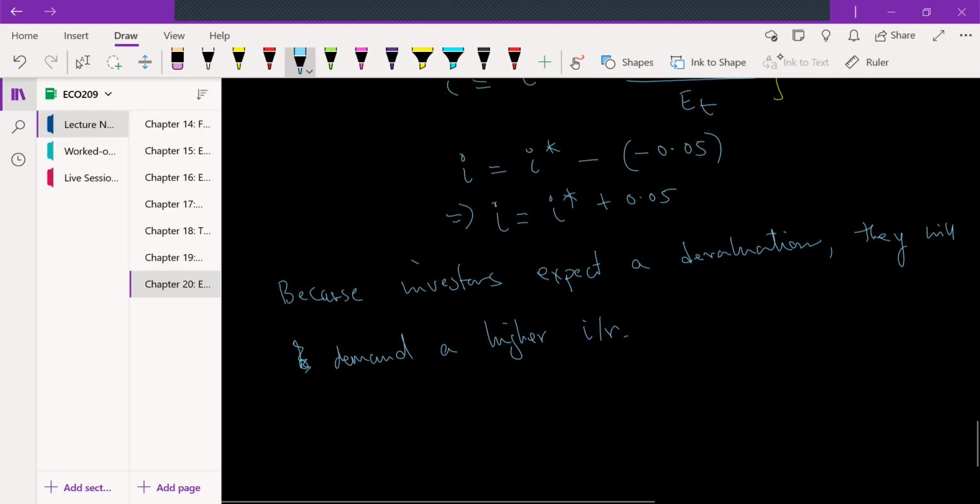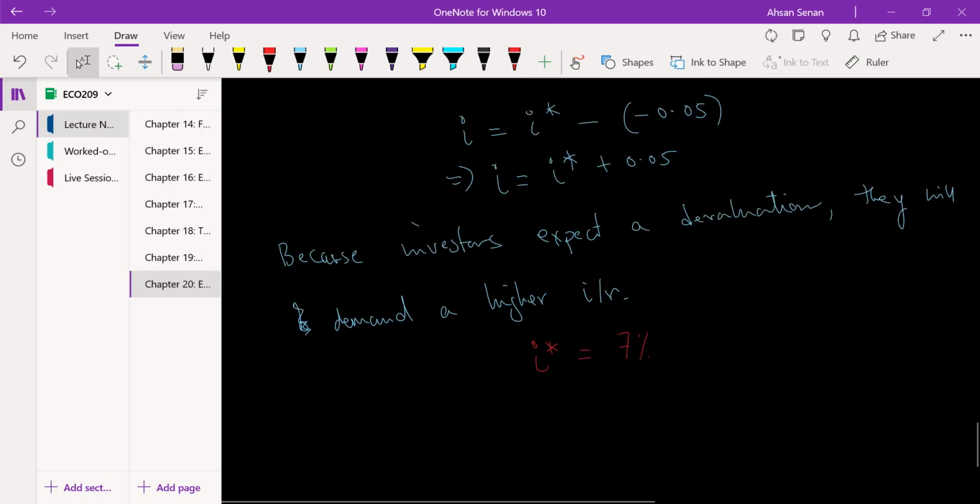See, that's the problem. So for example, if the foreign interest rate is, let's say, 7%, what can the domestic interest rate be? It can be 7% plus 5%. So it has to be 12%. Because investors are fearful of a devaluation, they will need to be compensated by a higher interest rate. Now that's a problem, right?